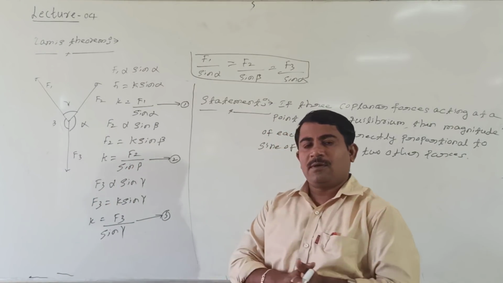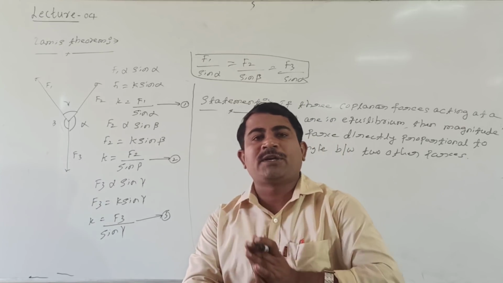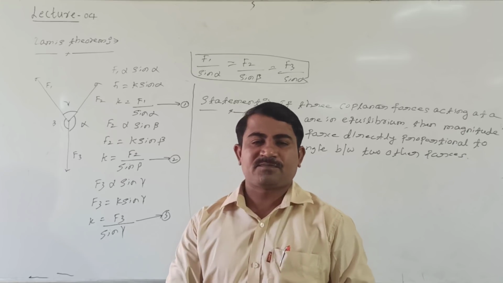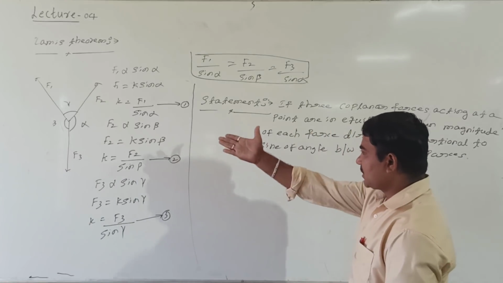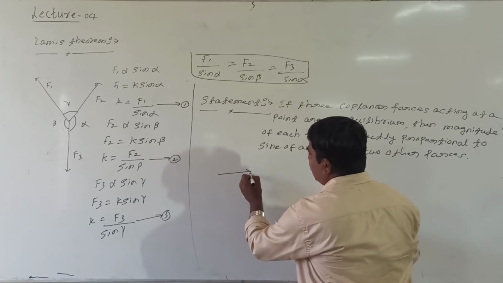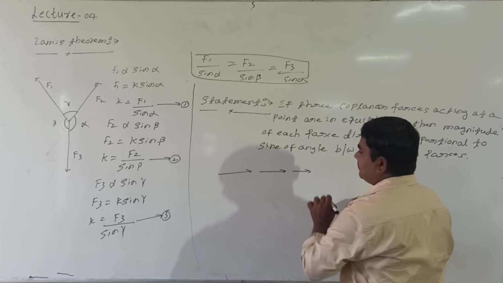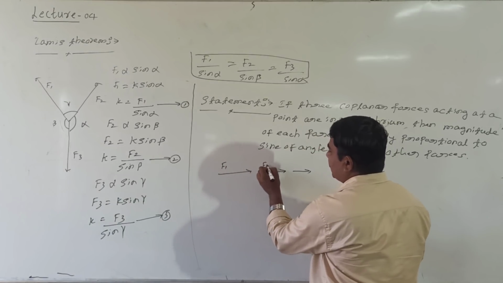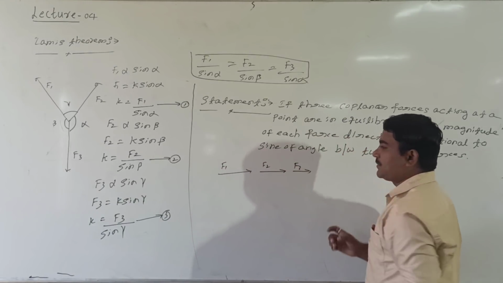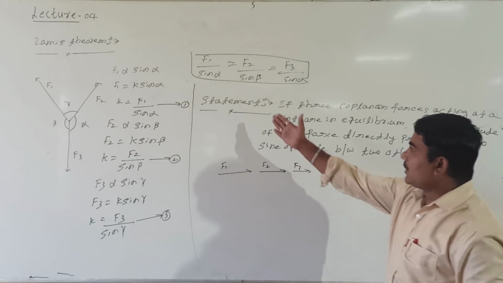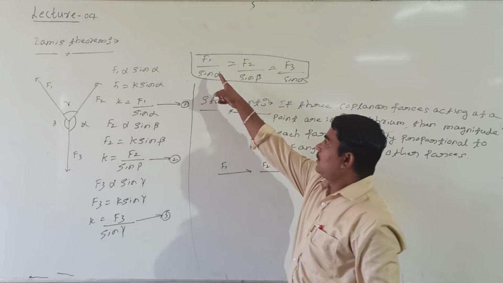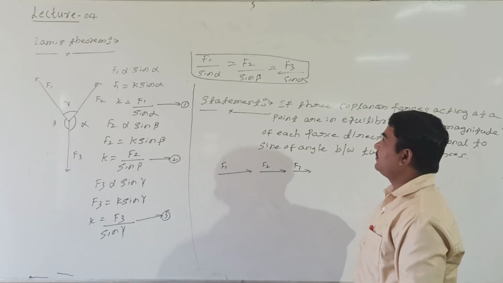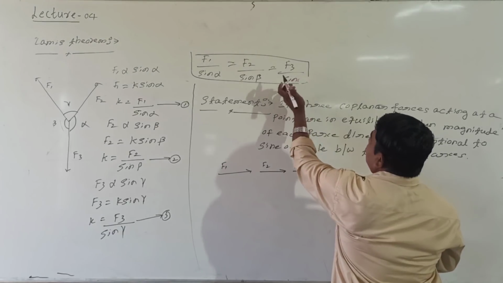Then the question is, find out why Lami's theorem is not applied when three vectors are in the same direction or in opposite directions. Three vectors not like this, but in the same direction. This vector is F1, this vector is F2, and this vector is F3. Why is it not valid? You know this equation: F1 divided by sine alpha, F2 divided by sine beta, F3 divided by sine gamma.